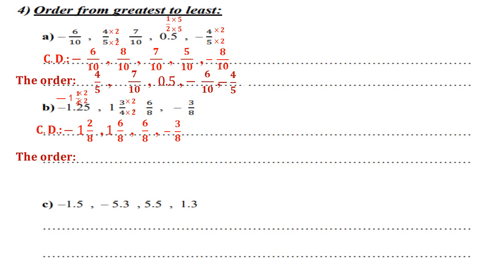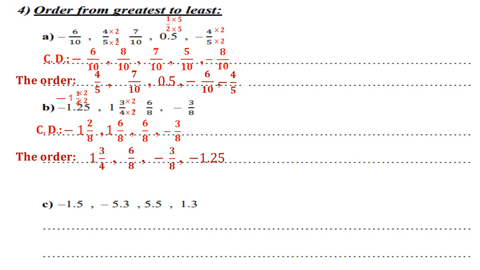Now the order. The greatest number is 1 and 6 over 8, which is equal to 1 and 3 over 4 in its original form. And then 6 over 8. And then negative 3 over 8. And then negative 1 and 2 over 8, which is equal to negative 1.25 in its original form.